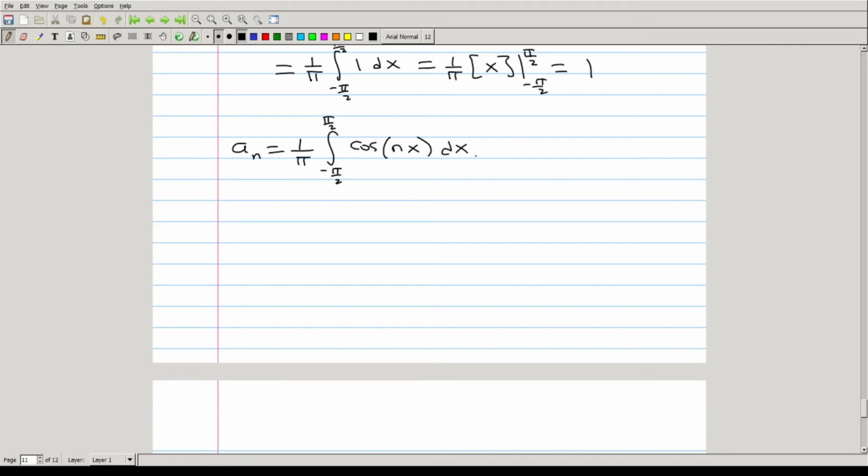And this integral ends up being sine of nx over n pi from negative pi over 2 to positive pi over 2, which is 2 over n pi times sine of n pi over 2.